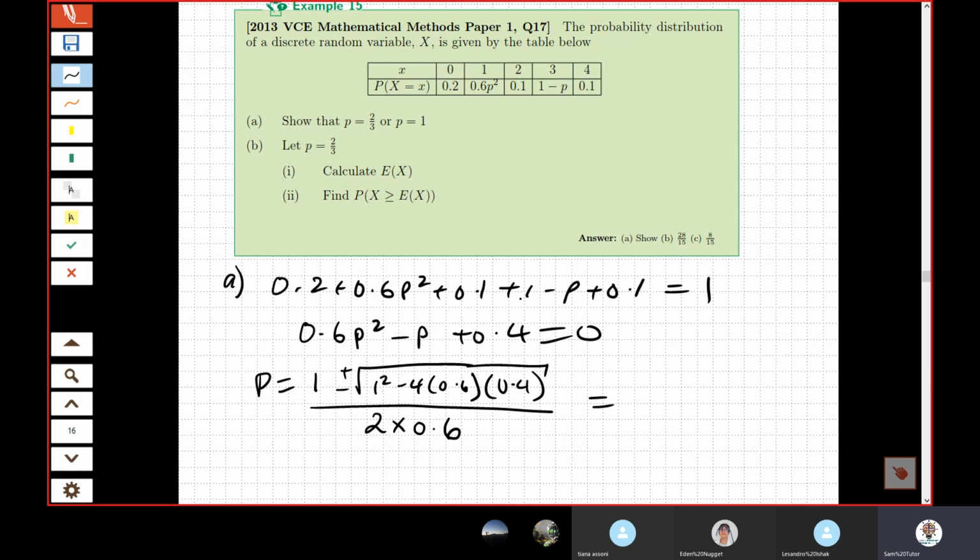So let's see. No, something's wrong. b squared minus 4 times a times c. Oh, maybe not. 4 times 0.6 times 0.4. No, it worked out fine. Root answer is 1 on 5. So you get 1 plus or minus 1 on 5 on 2 times 0.6, which is 1.2. Then 1 plus 0.2 divided by 1.2 is 1. And the other one, I'm just going to cheat, is 2/3.